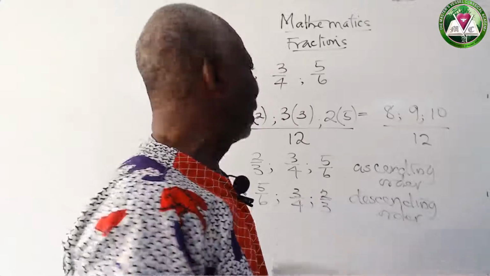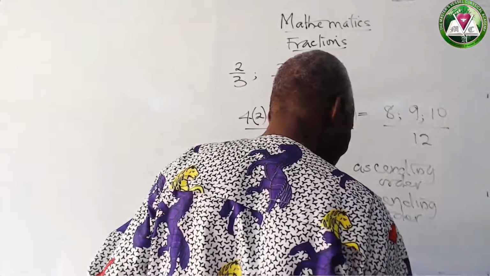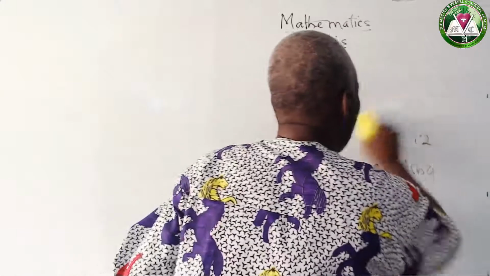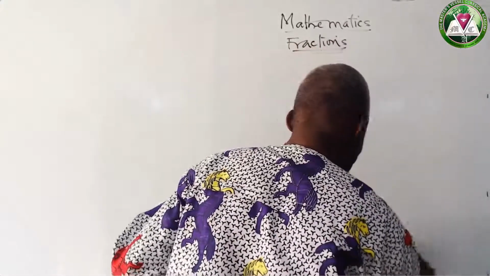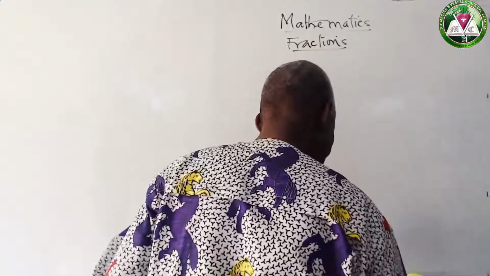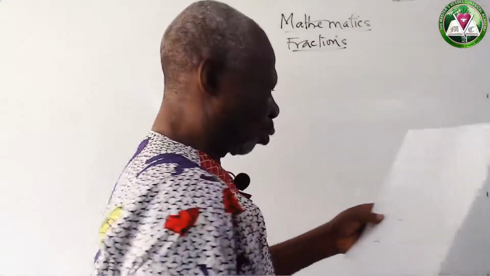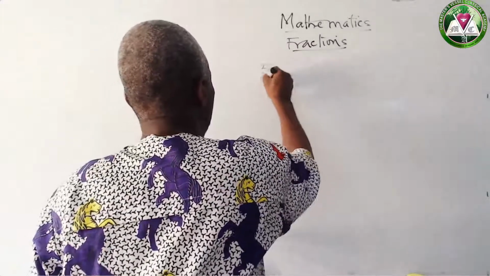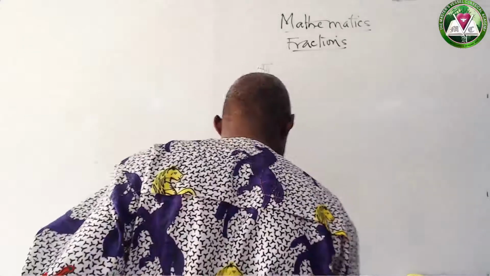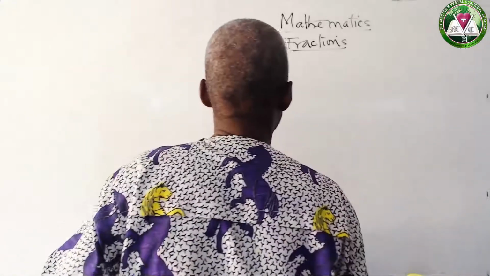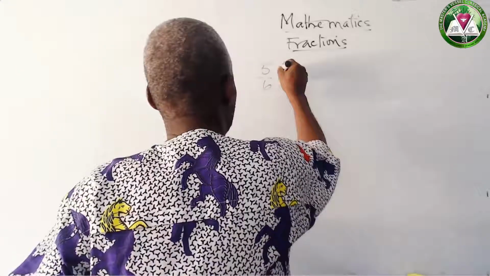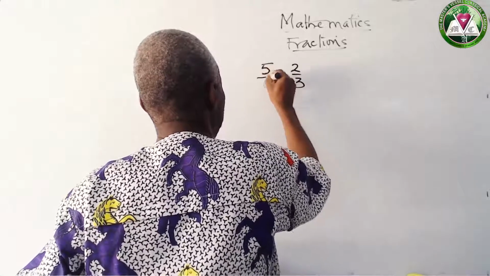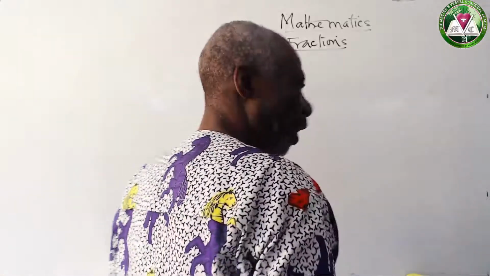Now, the number 2 that we had in our assignment, we were to add and we were to subtract. Now, the first one was 5 over 6 plus 2 over 3. So 5/6 added onto 2/3.